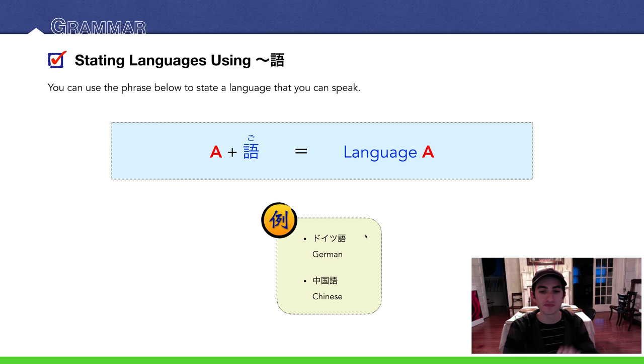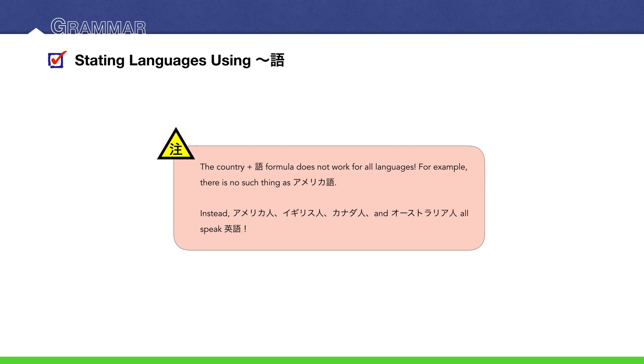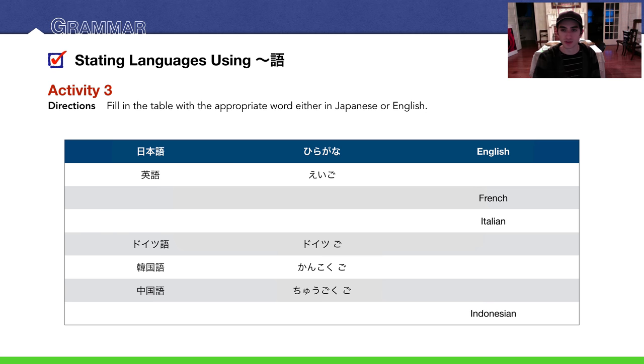中国語, Chinese. You have to be careful though, because not every country can just be thrown on with 語. For example, you can't say America 語. There's no such thing as American language, right? Instead, America 人, イギリス人, カナダ人, オーストラリア人, ニュージーランド人, etc. They all speak 英語, English. Another activity similar to activity one, we're going to fill in this chart here.